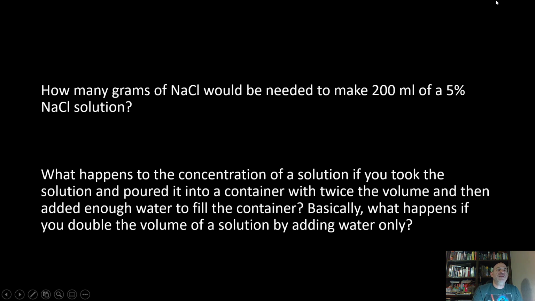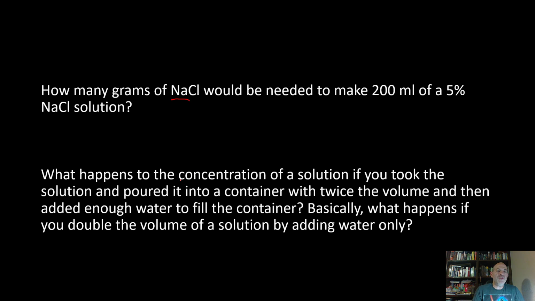So here are some questions you might want to consider. You can press pause on there. This is what you could work as a little bit of practice. In this one, how many grams of sodium chloride would be needed to make 200 milliliters, so not even 250 milliliters, at 5%? And remember, it doesn't matter what the substance is. This could have been X, right? You're basically looking for a mass there.